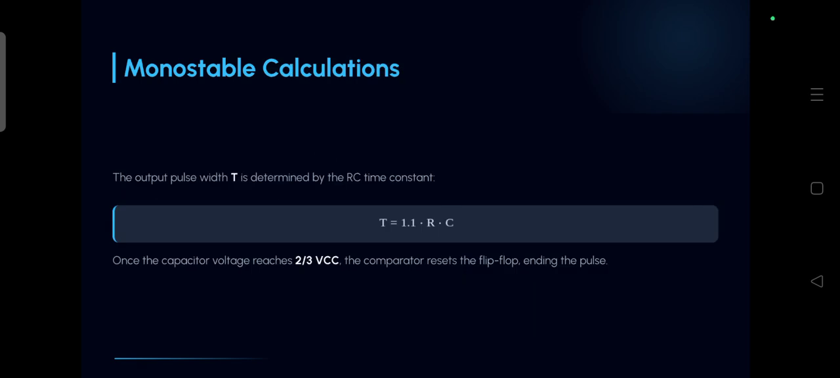The next one is the monostable calculations. The output pulse width T is determined by the RC time constant. T is equal to 1.1 times R times C. Once the capacitor reaches 2/3 VCC, the comparator resets the flip-flop, ending the pulse.